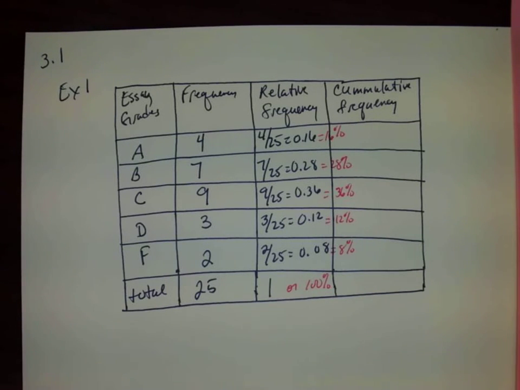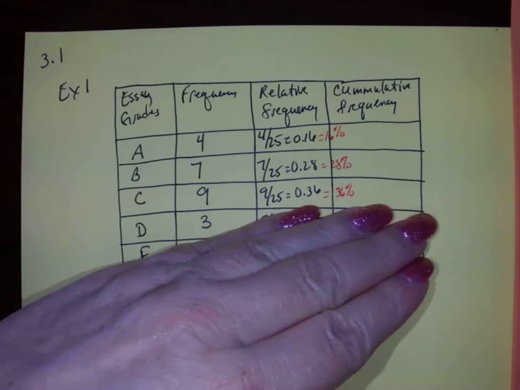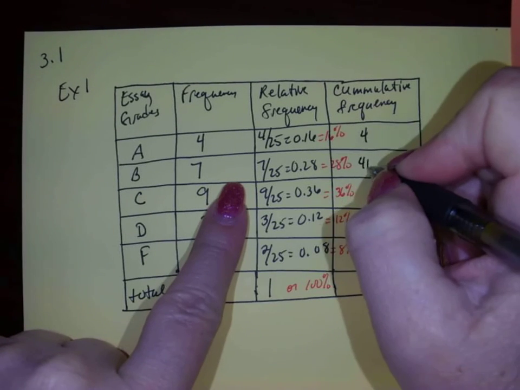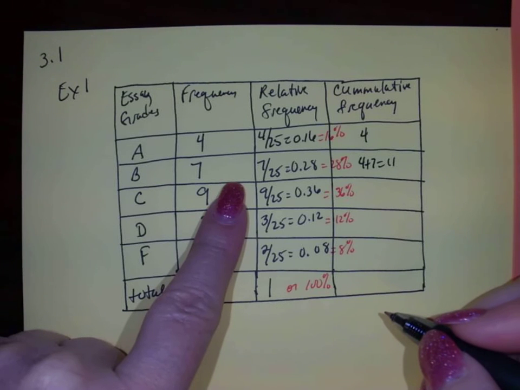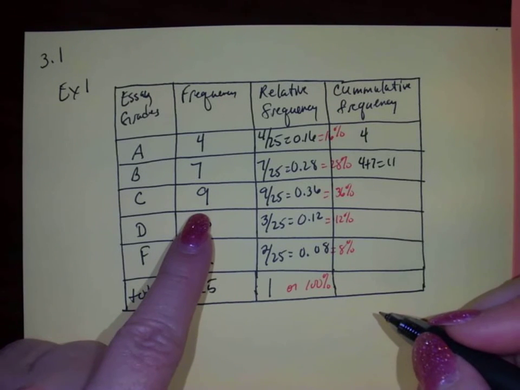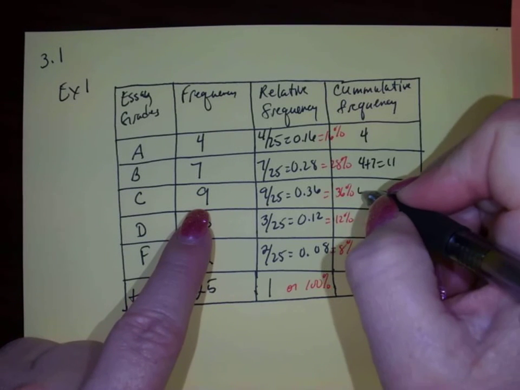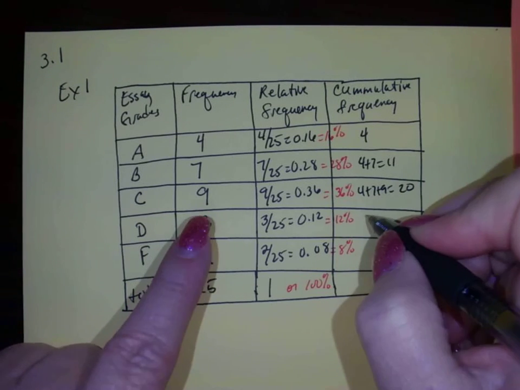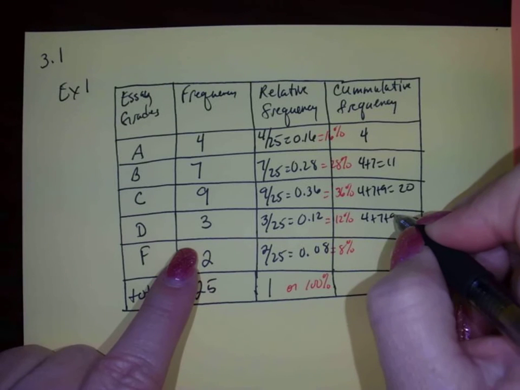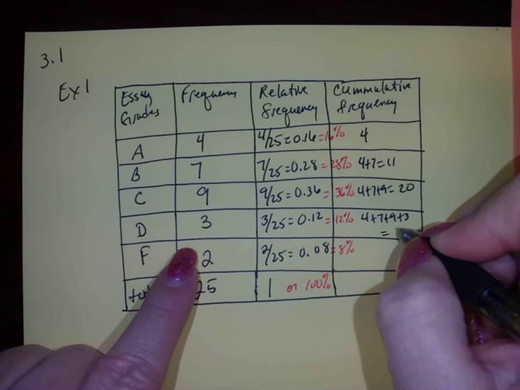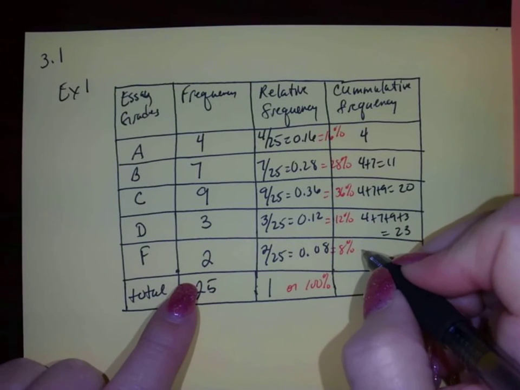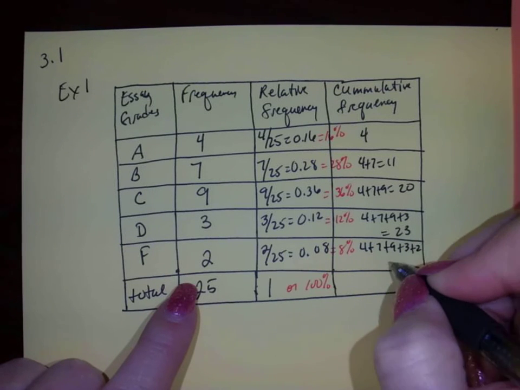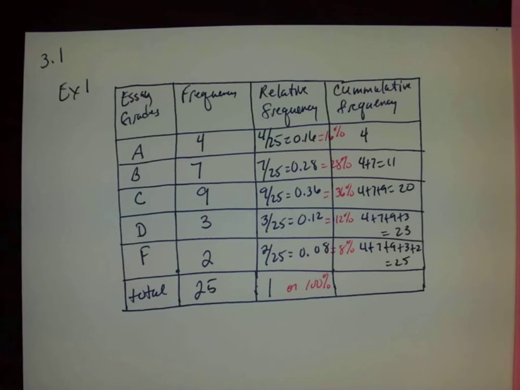All right, now the cumulative frequency is as it accumulates. So here we'll have 4. This would be 4 plus 7 equals 11. This one we could continue to add and do 4 plus 7 plus 9, which will get us 20. This one would be 4 plus 7 plus 9 plus 3, and that'll get us 23. This one would be 4 plus 7 plus 9 plus 3 plus 2, gets us a total of 25.